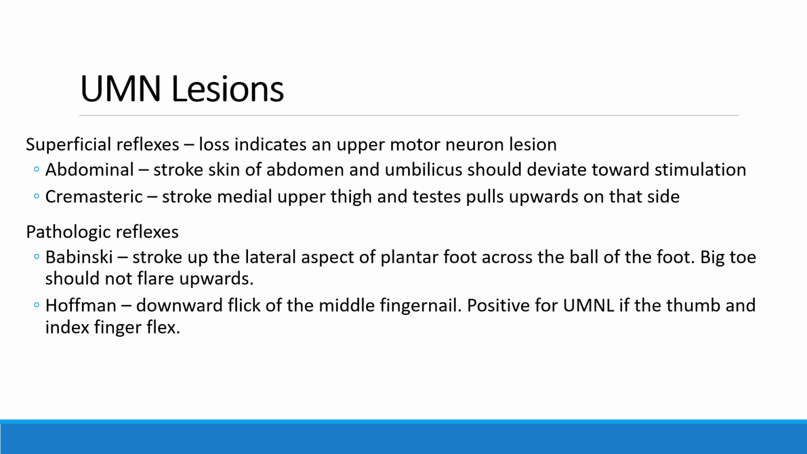Upper motor neuron lesions, superficial reflexes. Loss indicates an upper motor neuron lesion. Okay, so abdominal: stroke the skin of the abdomen and the umbilicus should deviate towards stimulation. This doesn't always work on most people that I've done this on, so don't bet on this one either. Cremasteric, don't do this one. Stroke the medial upper thigh and the testes pull upwards on that side. That's not for us to do. This would be in a hospital setting.